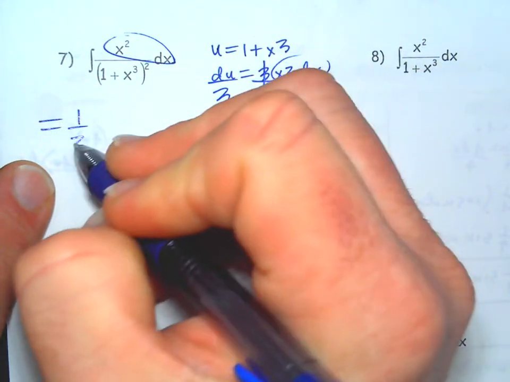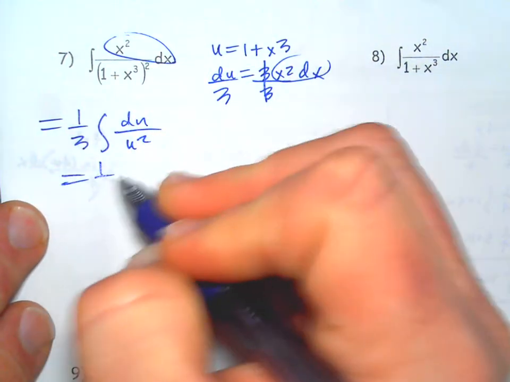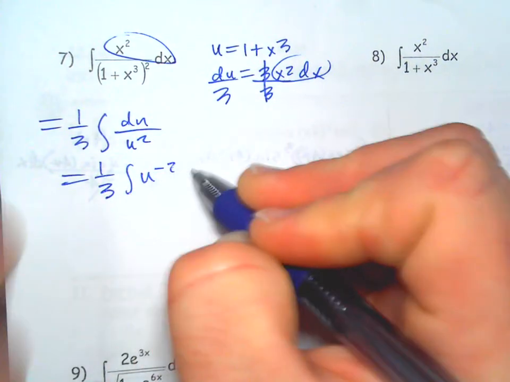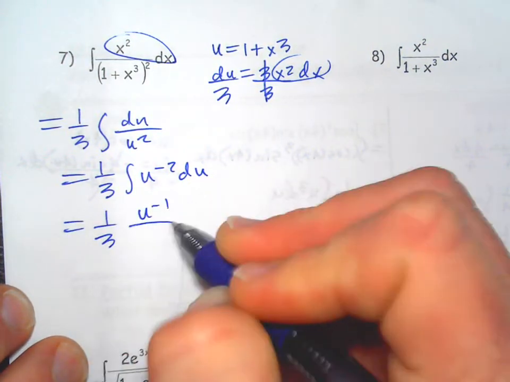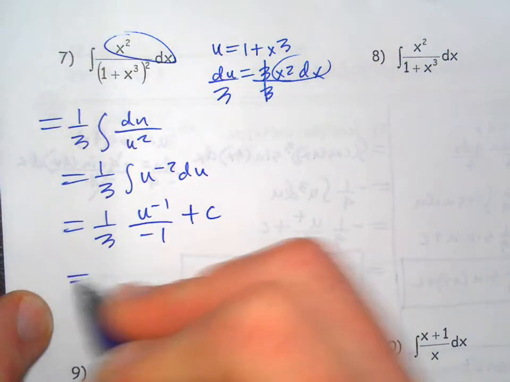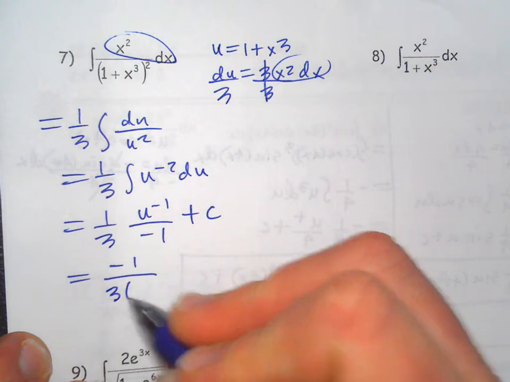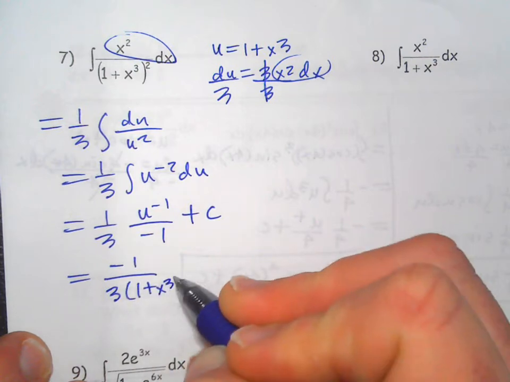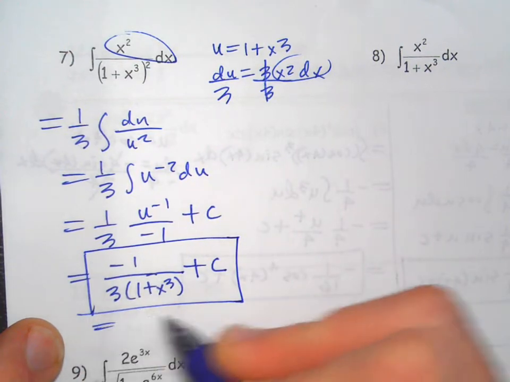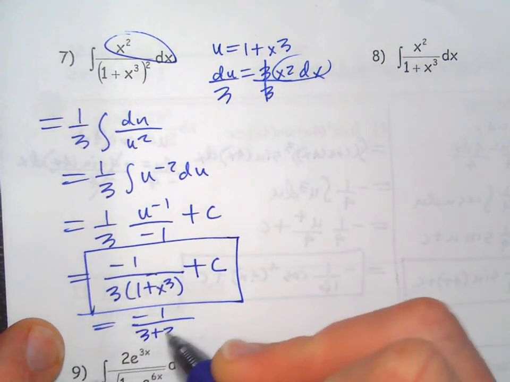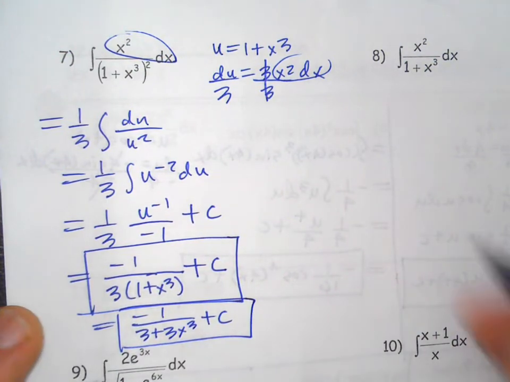This means 1/3 du over u squared. This is not natural log. This is power rule. This means 1/3, bump it up 1, divide by the new exponent, plus c. So it's going to be negative 1 over 3 times u, which is 1 plus x cubed, plus c. I mean, it's fine, you can leave it like that. If you want, you could write it like this. Don't forget the plus c.